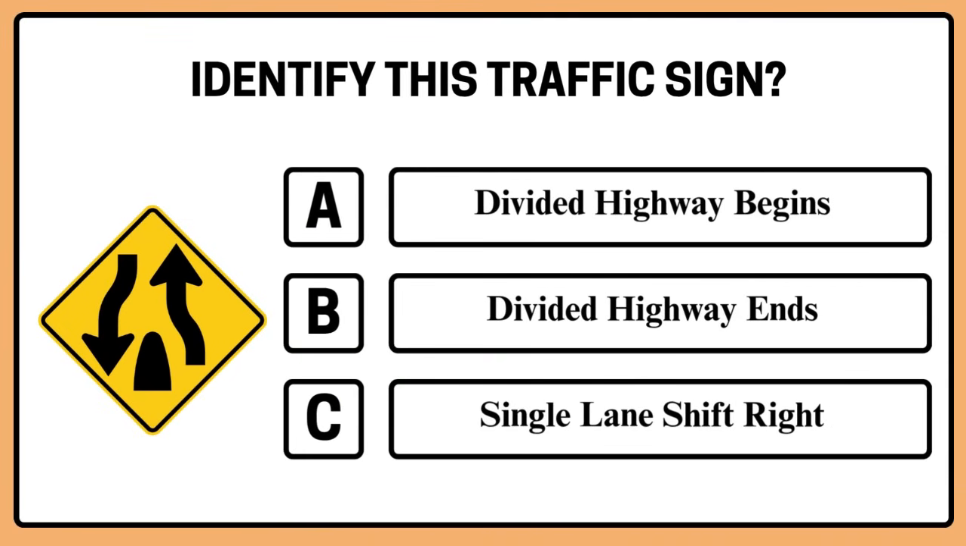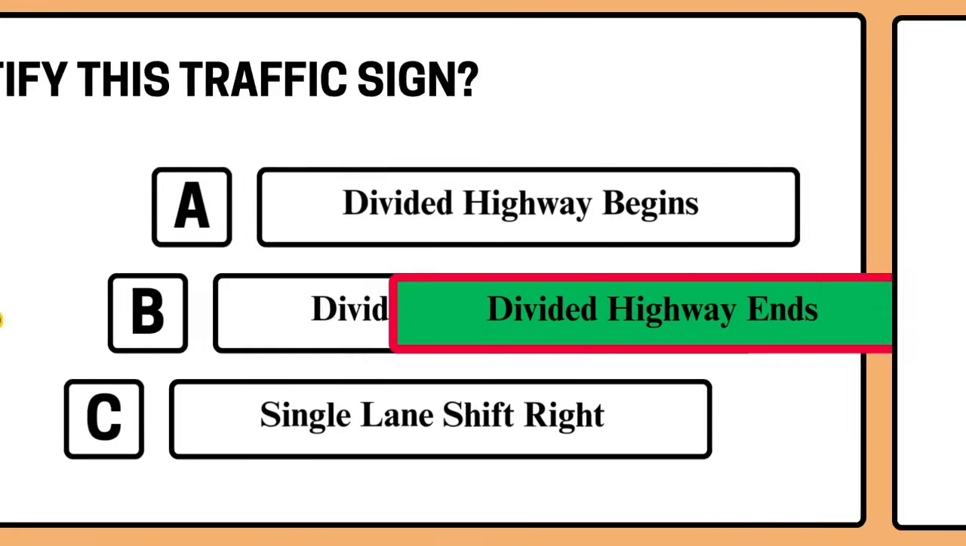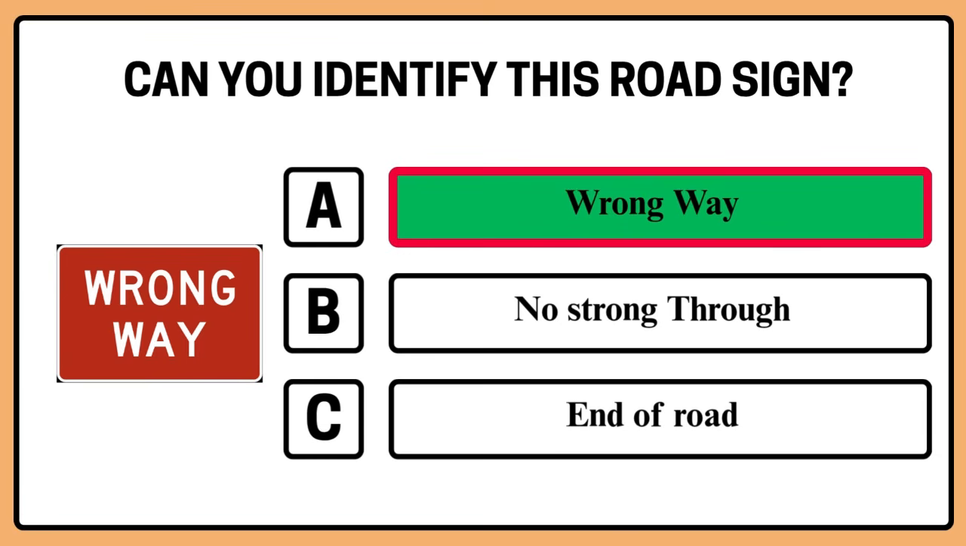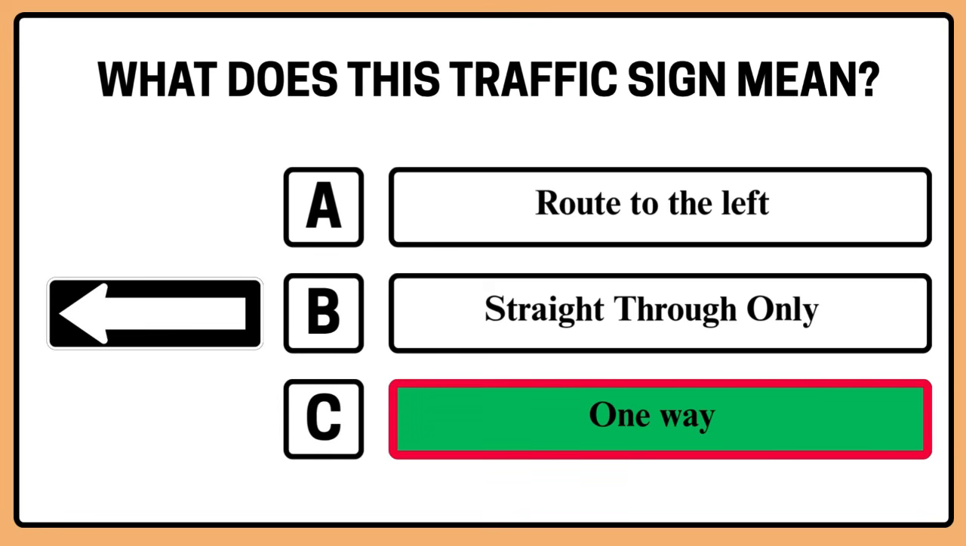Identify this road sign. The answer is B, divided highway ends. Identify this traffic sign. The answer is A, wrong way. Can you identify this road sign? The answer is C, one way.